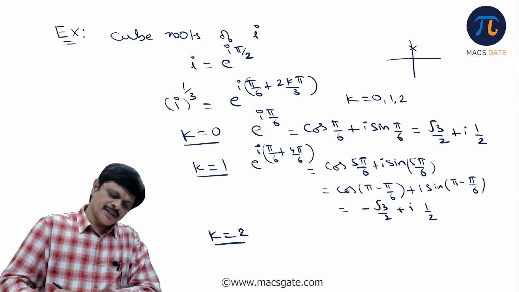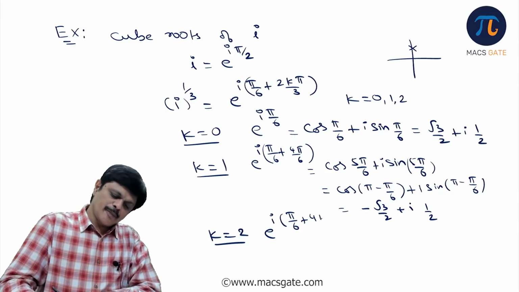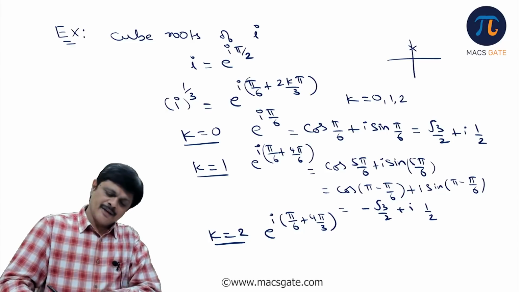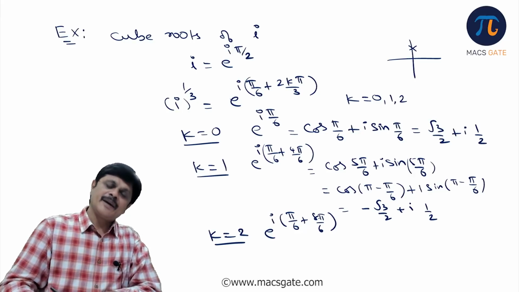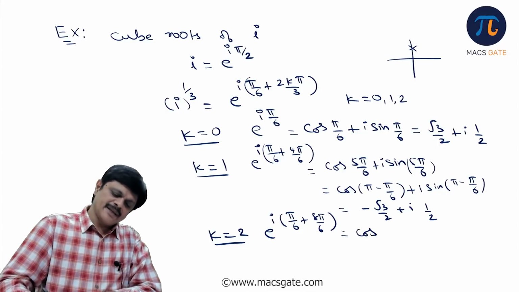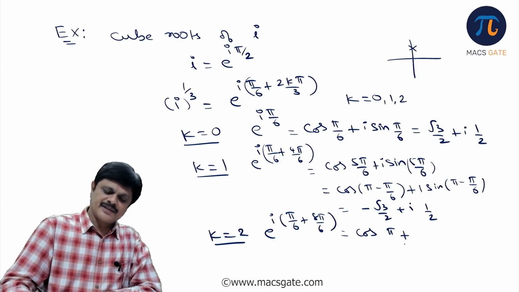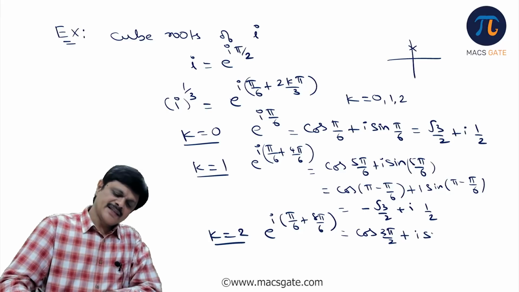And for k is equal to 2, sir, e power I pi by 6 plus 4 pi by 3. Okay, or you can write 4 pi means what, sir? Multiply and divide by 2, so that 8 pi by 6 you are going to get. That is 9 pi by 6 you are going to get total. Correct or not? Cos 9 pi by 6 can be written as 9 means we can write it as 3 by 2 pi. This directly 3 pi by 2 plus I sine 3 pi by 2.